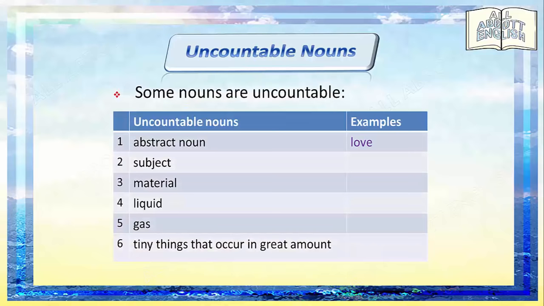Some nouns are uncountable. An example of an abstract noun is love. Subject: history. Material: wood. Liquid: water. Gas: oxygen. Tiny things that occur in great amount: sand.